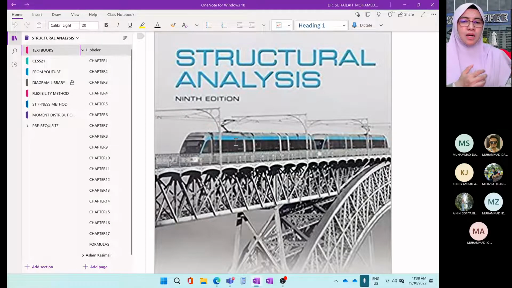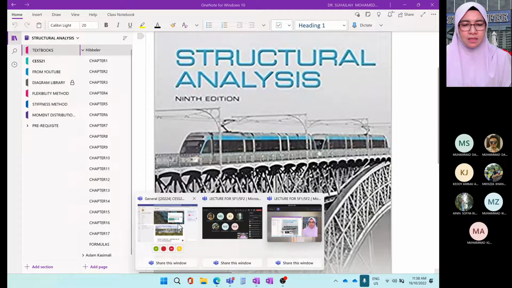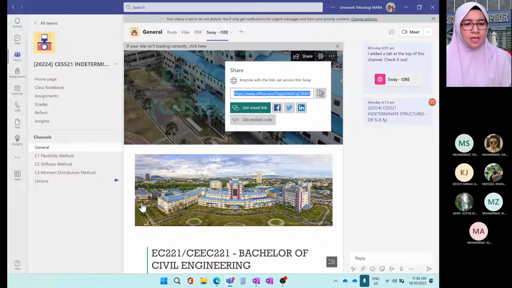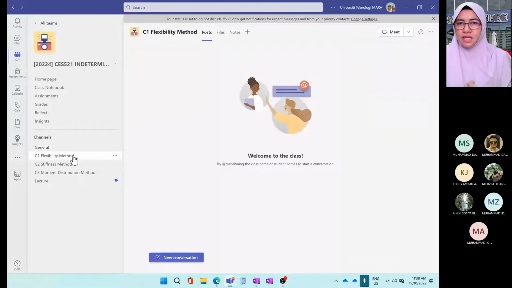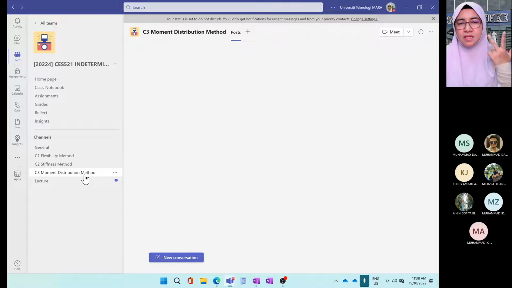Okay, so in this course, we have 3 main chapters. Okay, 3 main chapters, sama macam yang saya dah buat dekat sini. Saya dah letak dekat dalam Teams tadi. Flexibility method is the first chapter. Stiffness method is the second chapter. Moment distribution method is the third chapter.